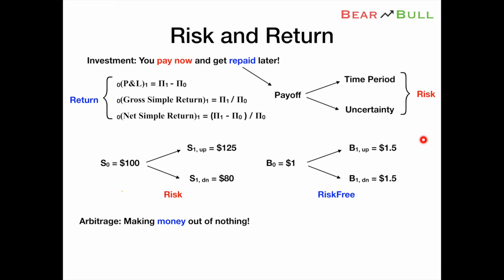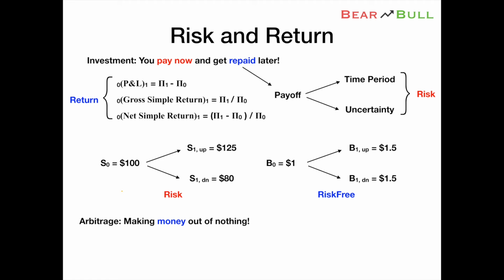In the up state of the economy, I now have $150 worth of my bonds investment, but I do need to repay my friend $125. So I basically made a $25 profit here. In the down state of the economy, I also have $150 from the bond investment, and I only have to pay my friend $80. So I made a profit of $70. What's impressive here is that with a $0 investment, we were able to generate a profit.